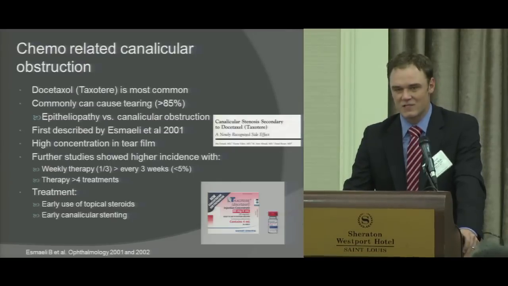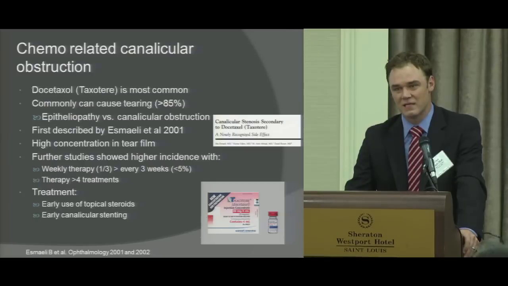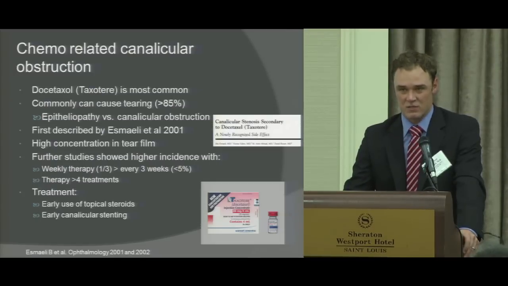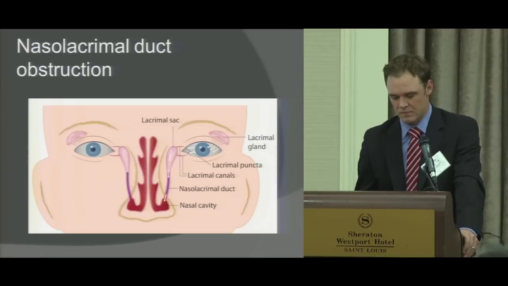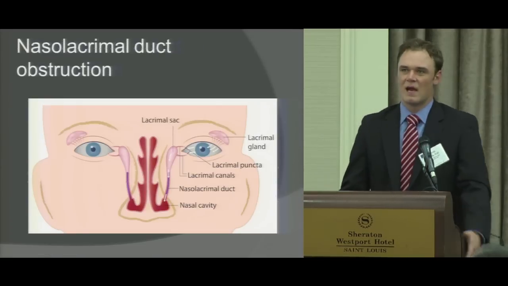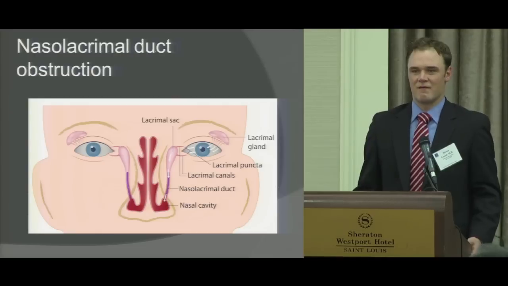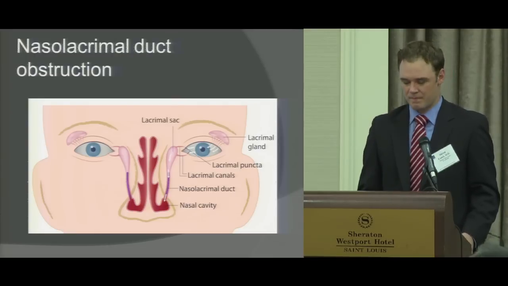Specifically, docetaxel or Taxotere can be highly associated, and it can be used as an adjuvant for patients that have cancer, even thyroid cancer. When this happens, it collects within those canaliculi and it causes progressive scarring. If you catch it early, you're usually able to make it better. Late stages require a pretty drastic bypass type of procedure for the tear system. This is the one that I most commonly associate with patients that have thyroid cancer.